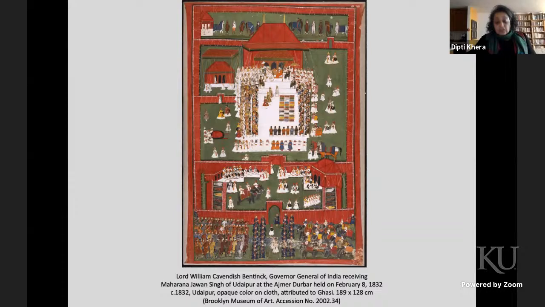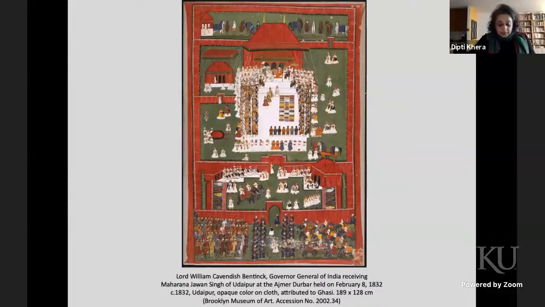So I consider critical artifacts like this 1832 Ajmer Darbar that captures a political mood, right? That shows us the artistic practice of deliberating the political mood within a certain kind of panegyrical excess alongside the colonial archive of travels, drawings, and diplomatic correspondence that has been given prominence to consider the territorial shifts in the long 18th century. So with this, let me turn to the artist Ghasi.